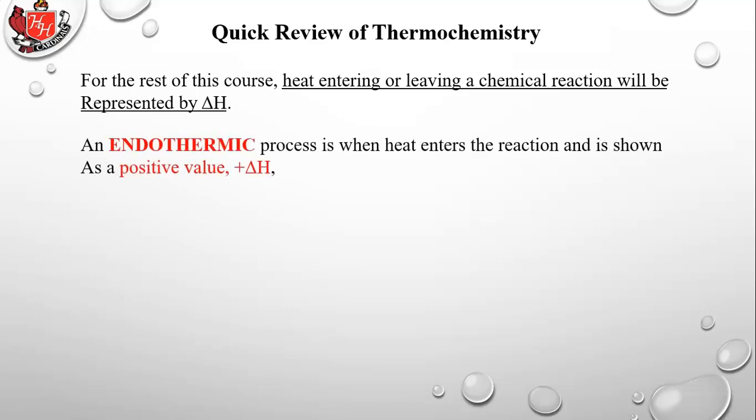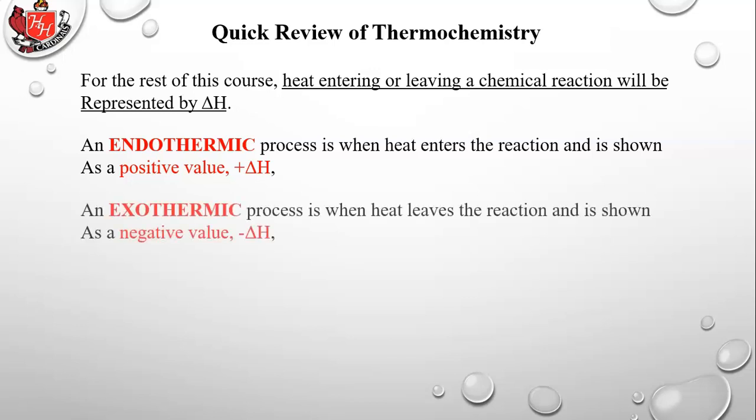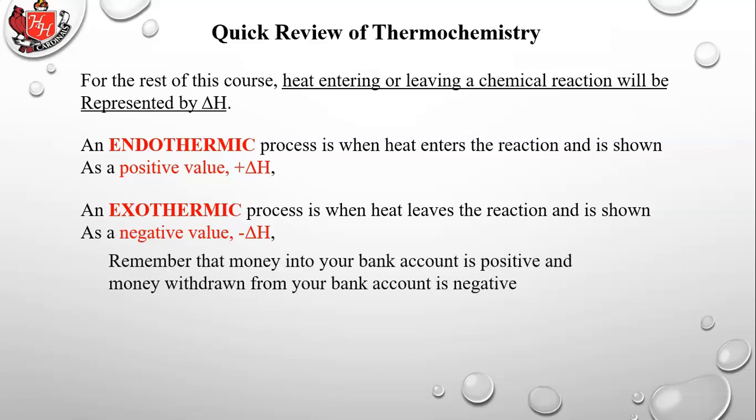An endothermic process is when heat enters the reaction and is shown with a positive value, plus delta H. An exothermic process is when heat leaves the reaction and is shown as a negative value, negative delta H. Just remember that money into your bank account is positive, and when money is withdrawn from your bank account, it's negative. So heat in is positive, heat out is negative.